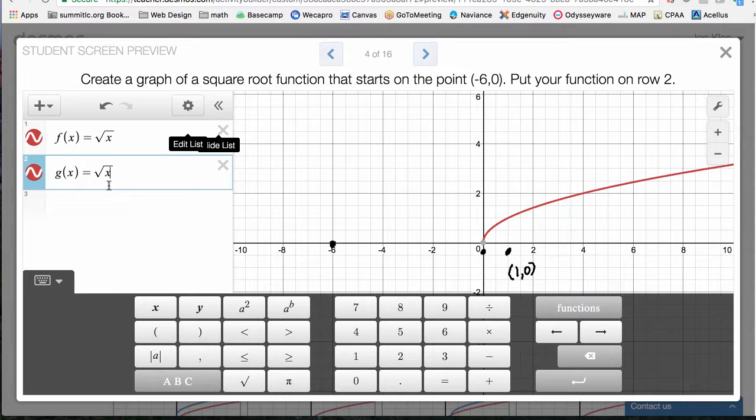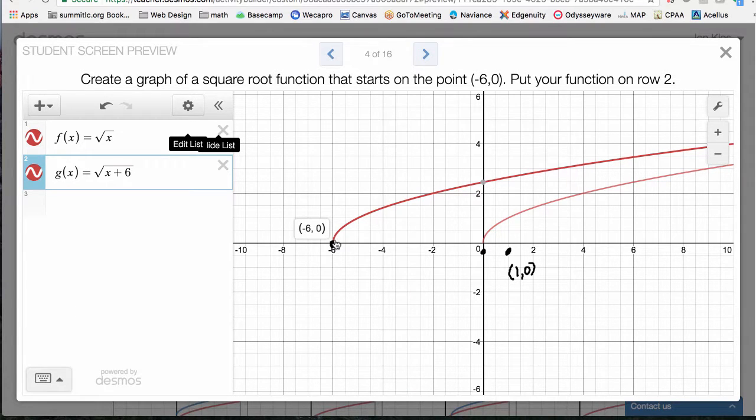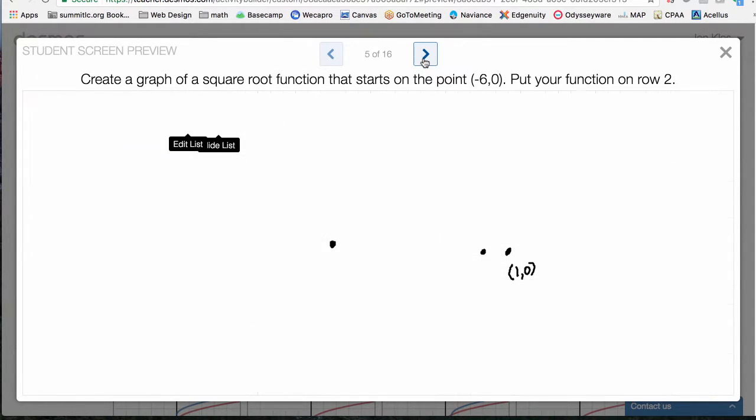But remember, to move it to the left, we needed to have plus. So I'm going to do plus 6 inside the parentheses. And look at that. There's my square root function, and it's starting at the point negative 6, 0, just like I wanted it to. All right. This one's done. We're going to leave my equation in here and move right along.